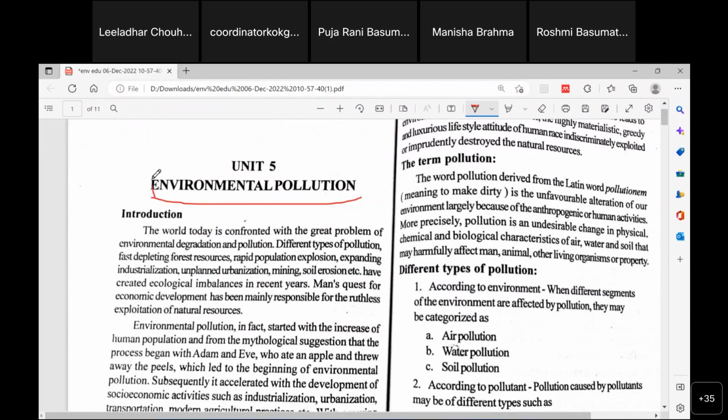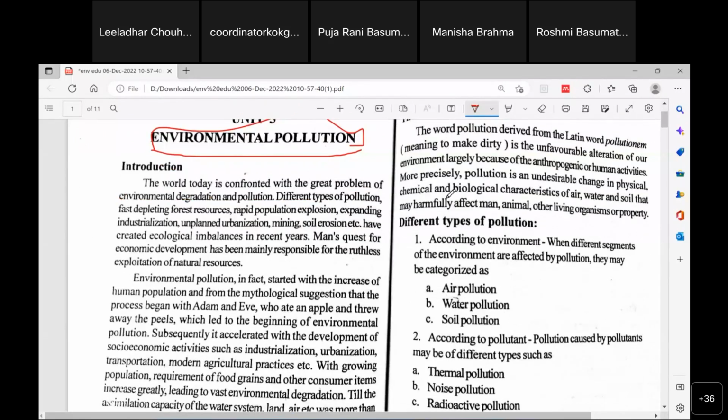So first of all, what is environmental pollution? The term environmental pollution is a pronounced term nowadays. 50, 60 years ago, this term was not so pronounced. Now from media to everyday life, environmental pollution has caught our attention. And most of the time it's humans who are to blame for this. The world today is confronted with the great problem of environmental degradation and pollution.